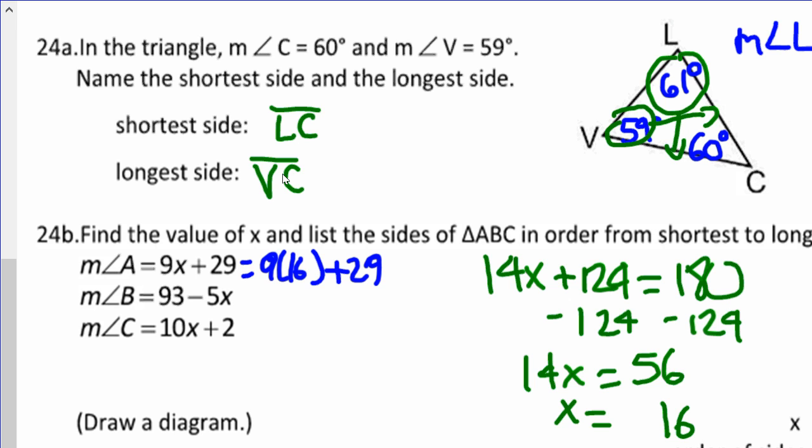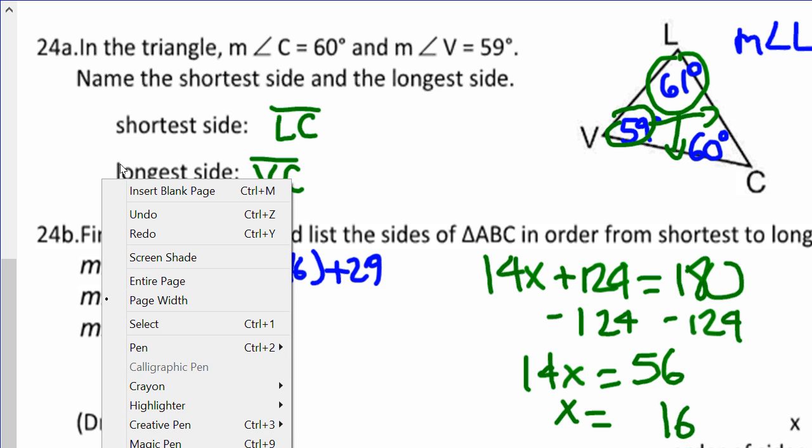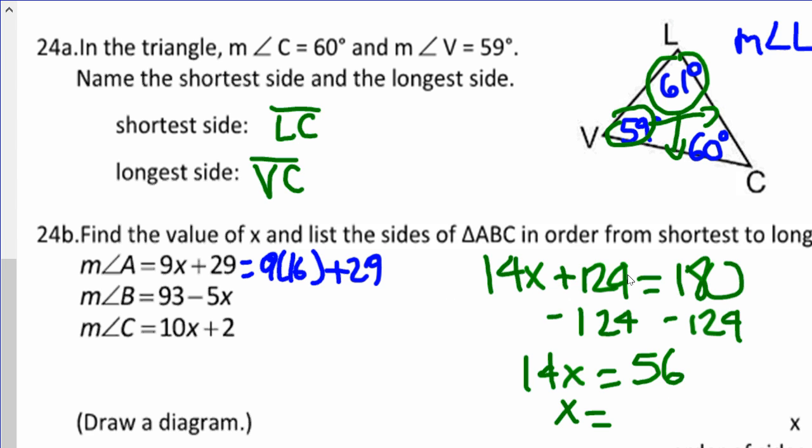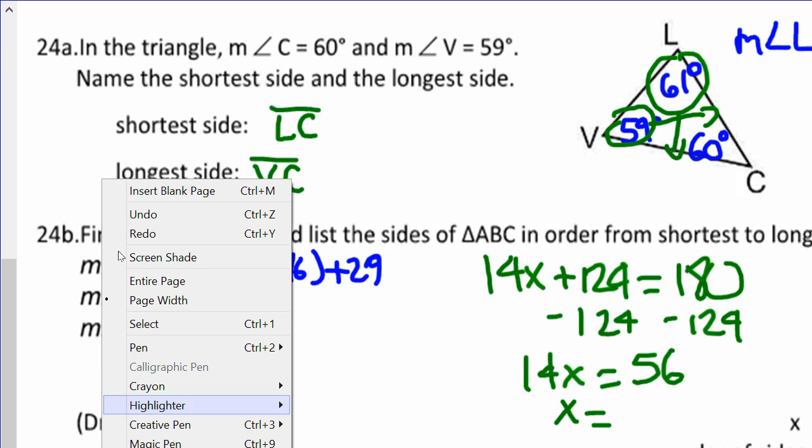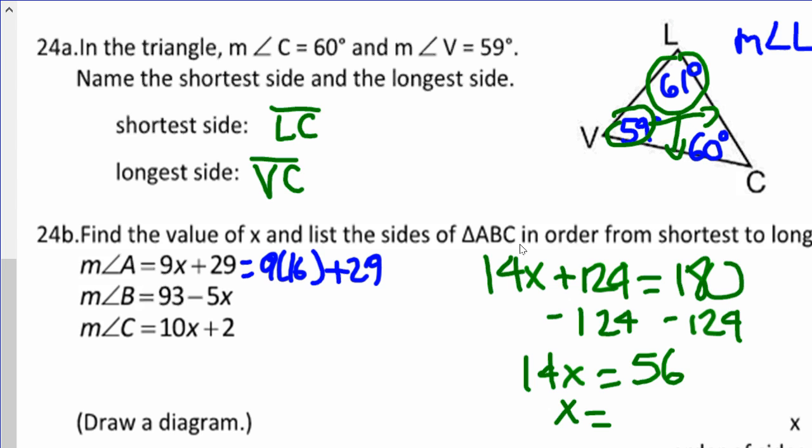So there is a mistake. 4 is my answer for x. I was moving too fast. All right, so x is 4. Now this makes more sense. Put a 4 in place of x.